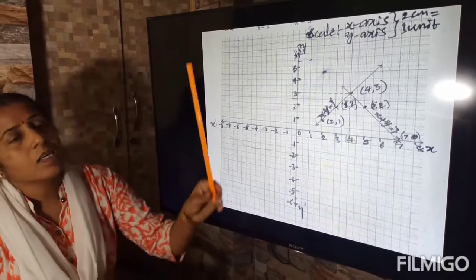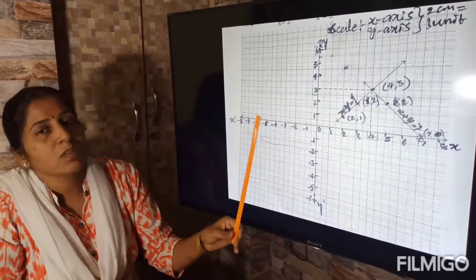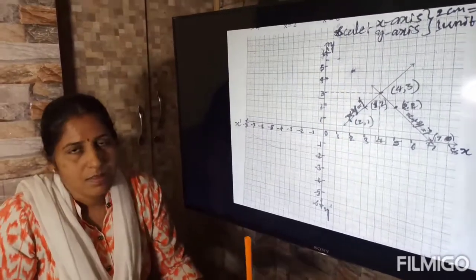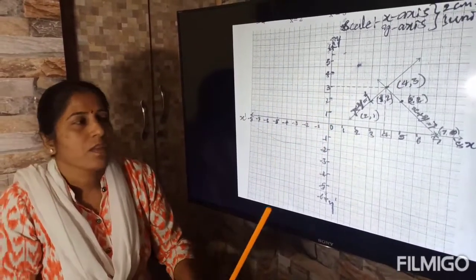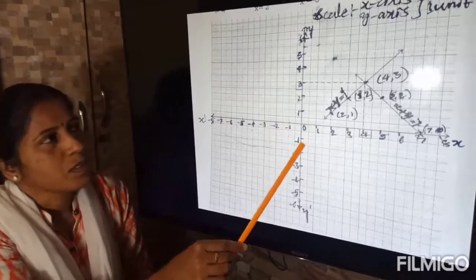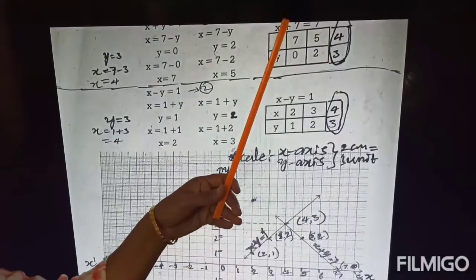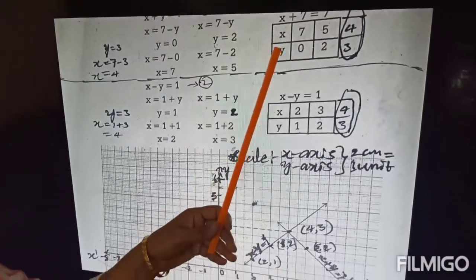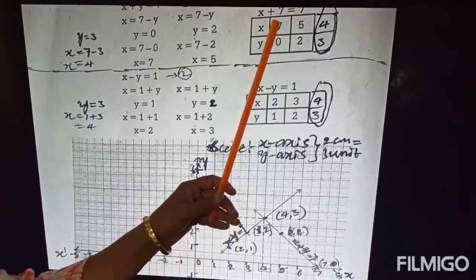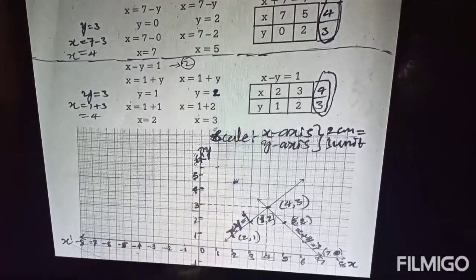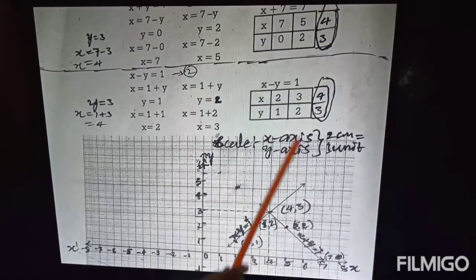After this, according to the tables from the 2 equations, the coordinates you got for the points, you have to mark on the graph. Okay. Now we will mark the points. First point: see here, from the first equation we got this table, no? The first coordinates are 7, 0. See, mark that on the x-axis. That is positive, no?